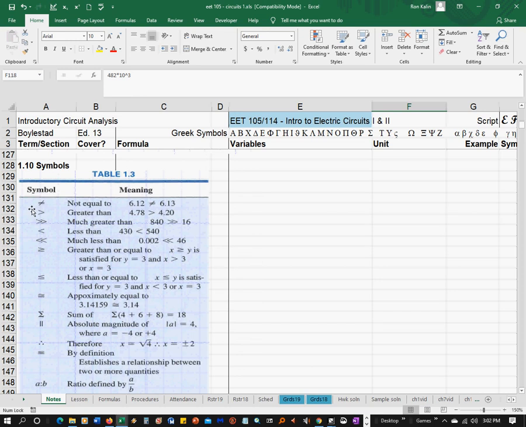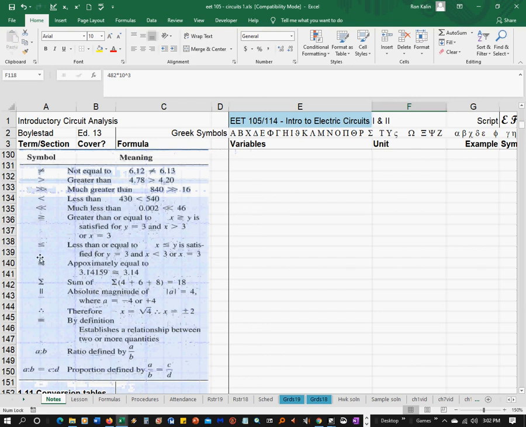Symbols, the equal sign with a slash. I'm sure you guys have all seen this, but we'll go over it. It means not equal to, so 6.12 is not equal to 6.13. They're close, but they're not equal. Greater than, example looks like this. Much greater than is a double greater than symbol. Likewise, less than, much less than. Greater than or equal to looks like that. Less than or equal to, approximately equal to, this would be an example for pi.